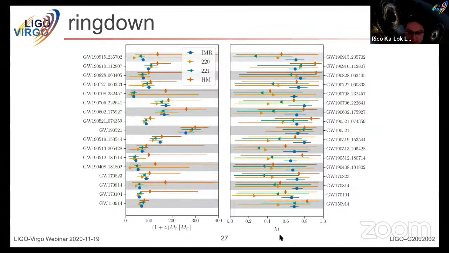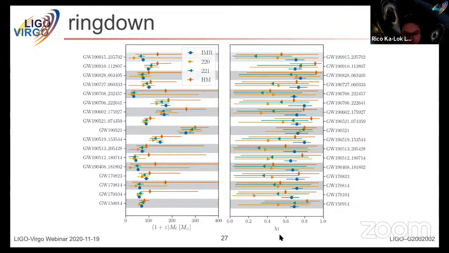Here I show a visualization of the final mass and final spin measurements using the three ringdown-only waveform models, and also the measurements using the full IMR waveform. Here I'm showing the 90% credible interval, and the markers label the median. On the left is the final mass in the detector frame, and on the right is the final spin.